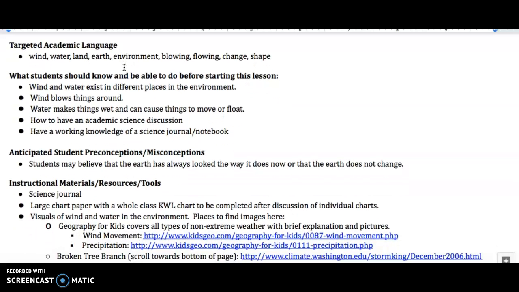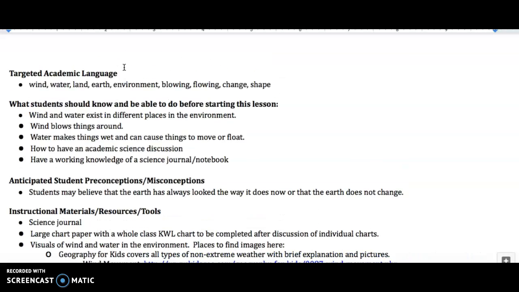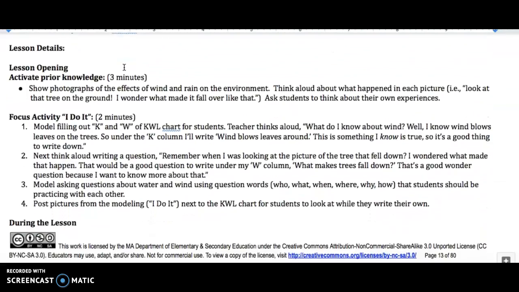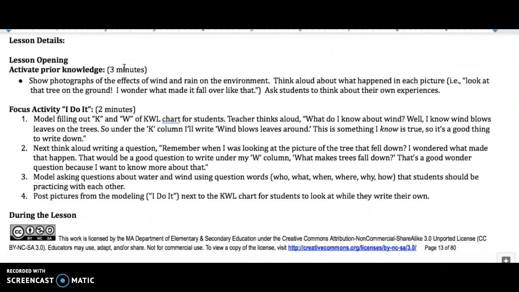As soon as we are inside, we will talk about the learning targets, and then we will transition to the first 5 minutes. As you can see here in my plan, the plan I picked is the lesson opening to activate prior knowledge. It will be about 3 minutes.